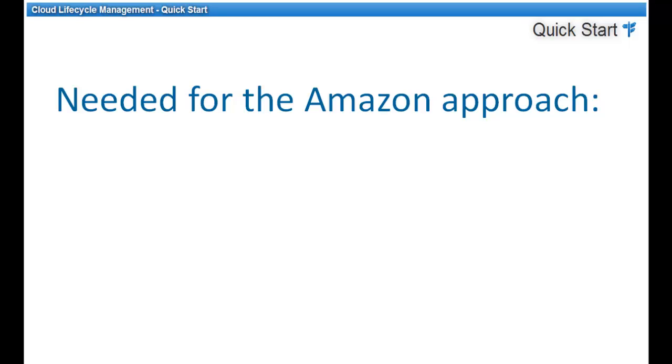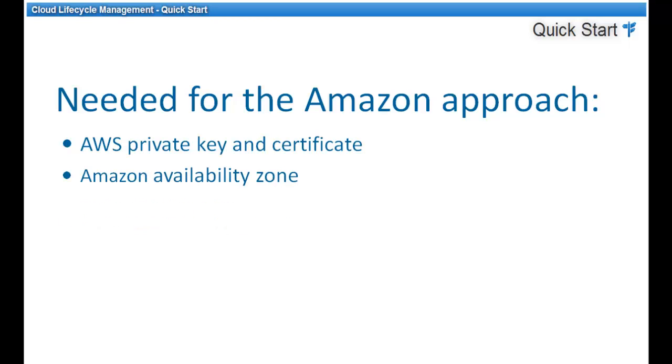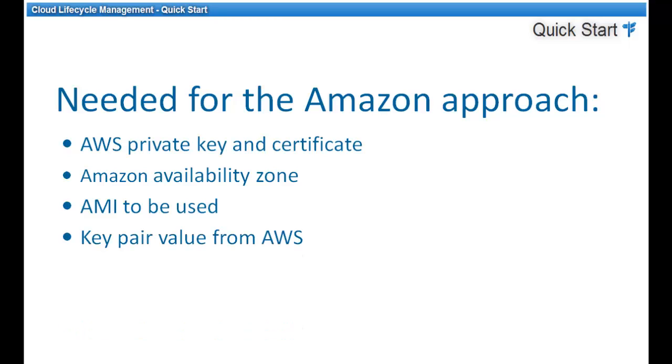To perform a procedure like the one I'm going to demonstrate, you'll need certain information. You'll need credentials for Amazon Web Services, that is AWS, a private key and a certificate, an Amazon availability zone, an Amazon machine image, that is an AMI, a key pair value needed to access an Amazon EC2 instance, and you'll need to log on to CLM as the cloud administrator. For a full list of all the information required for Quick Start, see the help for BMC Cloud Lifecycle Management.